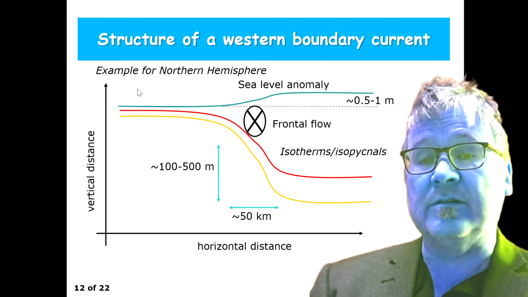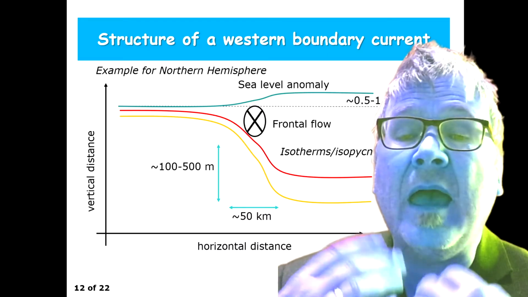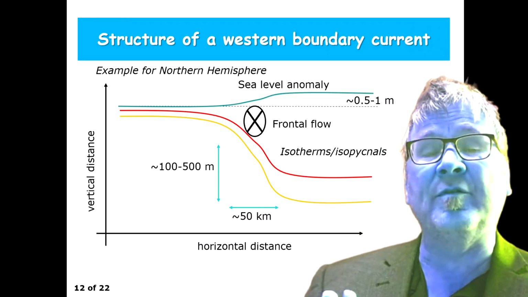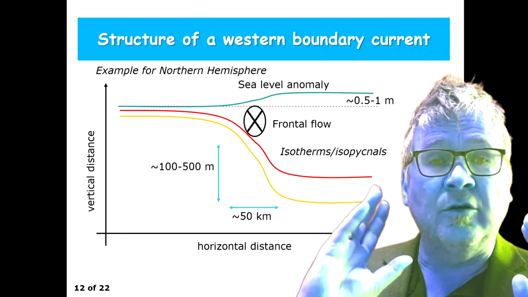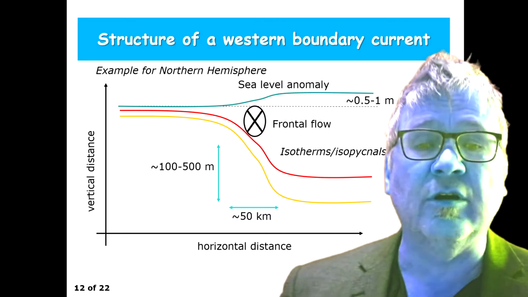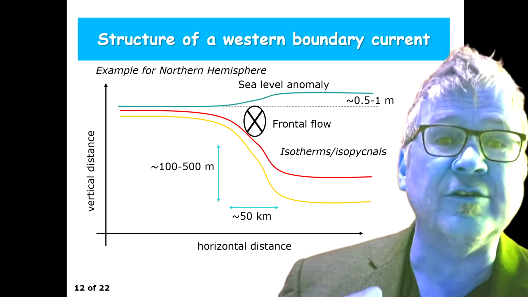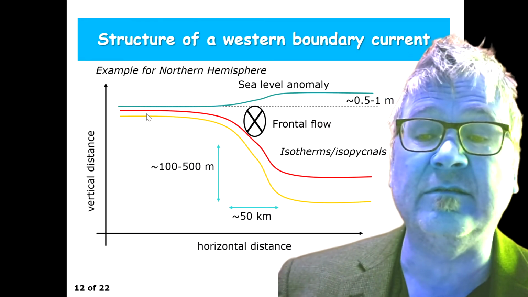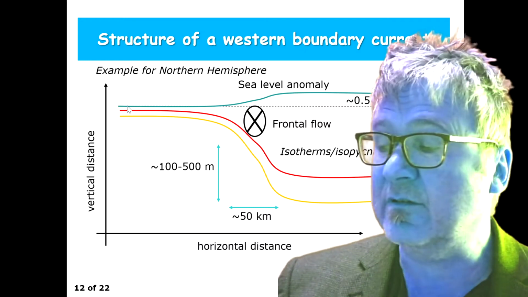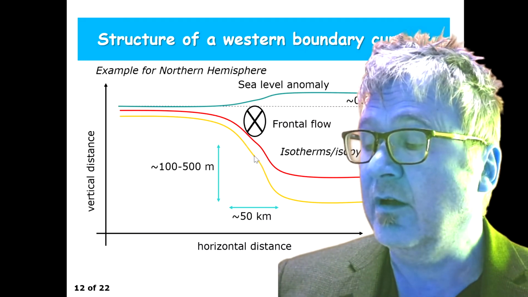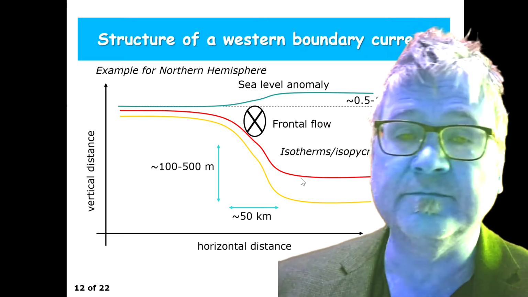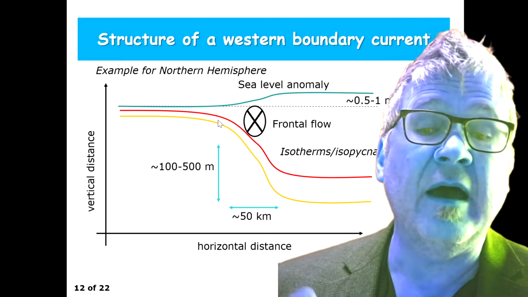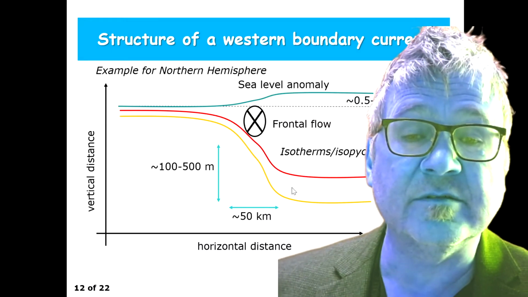The density field, on the other side, is an amplified mirror image. Amplified means that the change that you observe in the vertical location of the isopycnals or isotherms is several hundred meters. So you can see a deepening, as you move across the western boundary current, of isotherms, isopycnals, also isohalines, the salinity contours, by 100 to 500 meters.